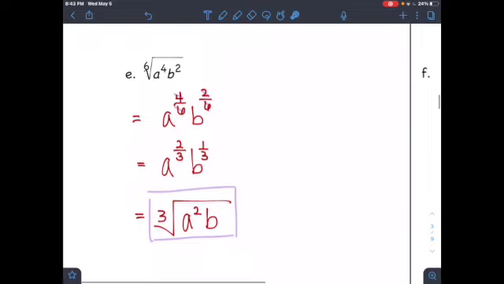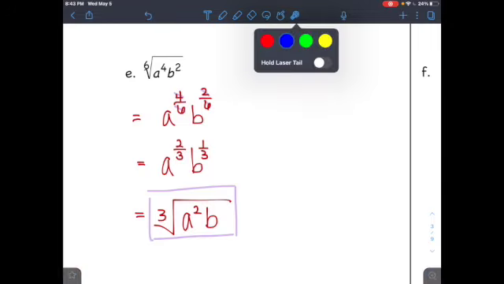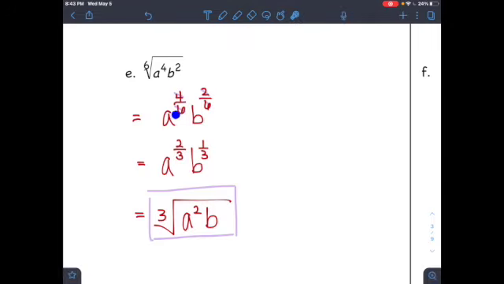And then E is a different form because you have not seen it before. I would like to go over it with you. So in this case, what we're going to do is we actually write it out. A to the 4/6: 4 is the exponent, 6 is the index number. Then you have the b, the 2 is the exponent, 6 is the index. Notice everybody gets their own little fraction. Then I reduced it, so I have a to the 2/3 and b to the 1/3.